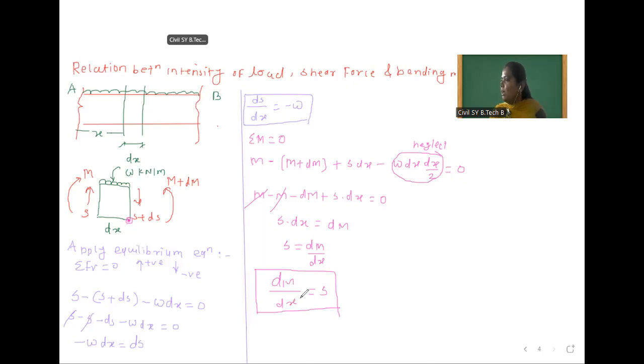So dM divided by dx means when you take the derivative of this moment, you will get the value of shear force. And if you take the derivative of shear force, you will get the value of load. So this is the relation between intensity of loading, shear force and bending moment. Suppose you observe in an overhanging beam with uniformly distributed load, the moment equation is in terms of x raised to 2.